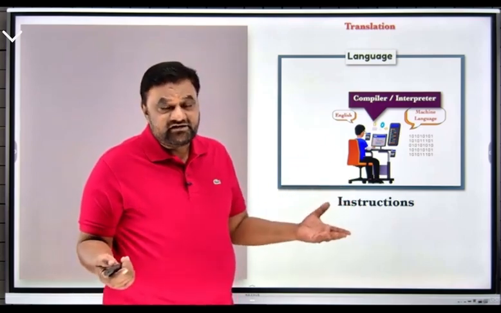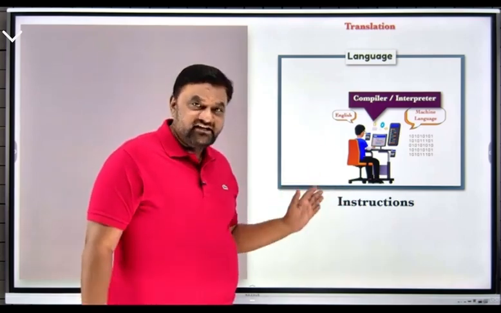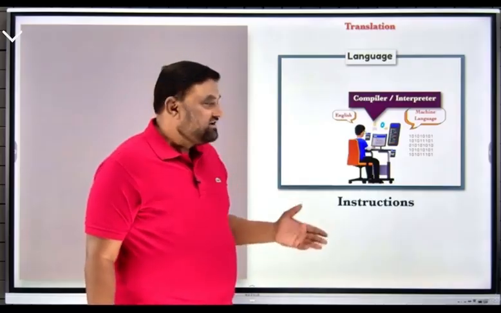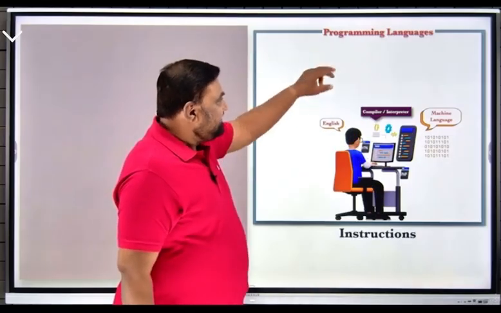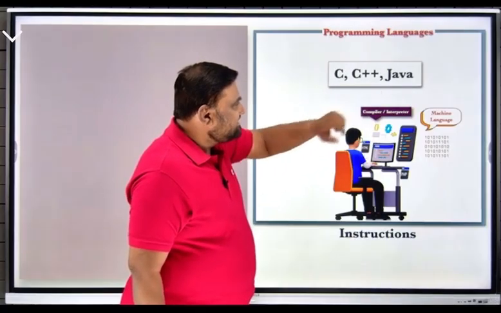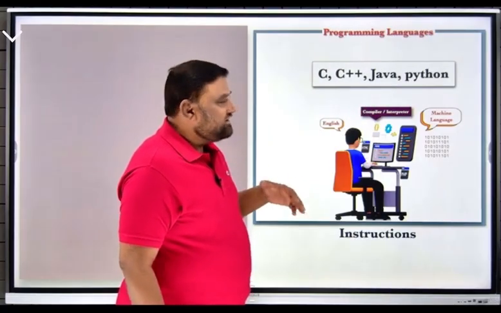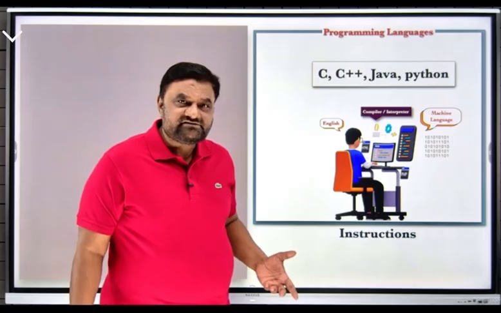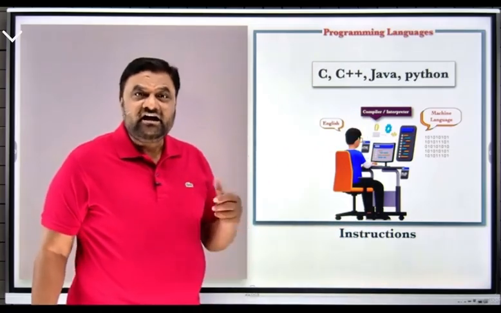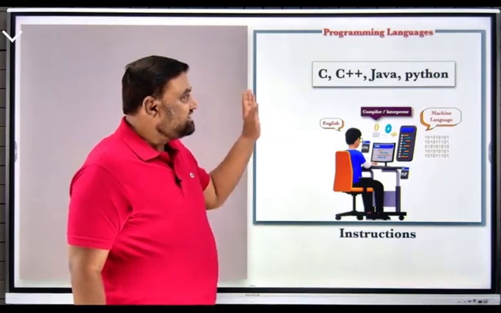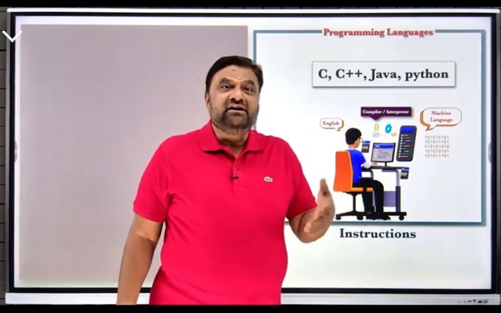They do nothing but translation from English-like language to machine language. So that's it. Now let us see some languages. Here we have C language, C++, Java, and now Python. All these are programming languages. For each, there is a compiler or interpreter, or they are hybrid. These are the languages that we use for writing programs.